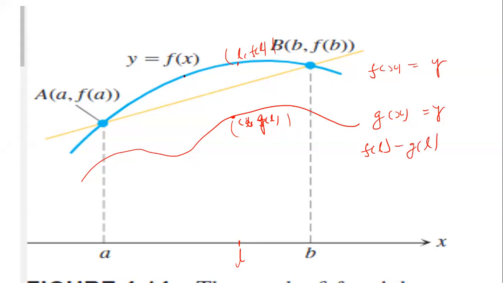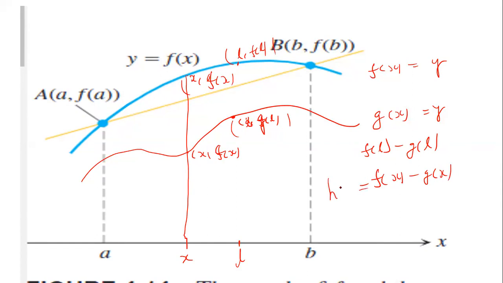Suppose for example, here I am taking one line at some x. This point is x comma f of x, and this is also x comma g of x. Here the vertical difference means f of x minus g of x. This vertical difference I will denote by capital H of x. That is the vertical difference.